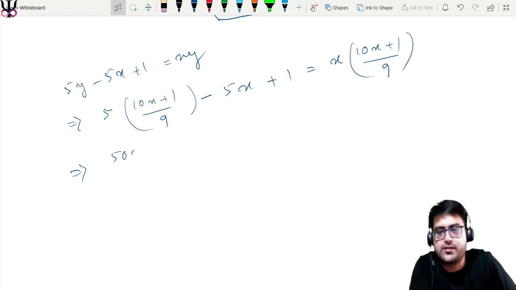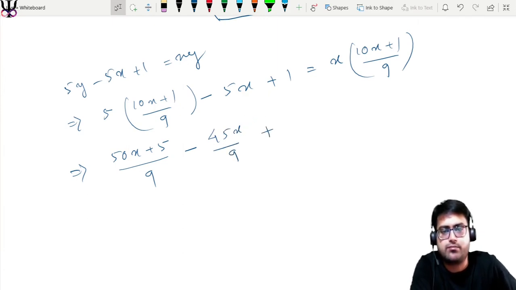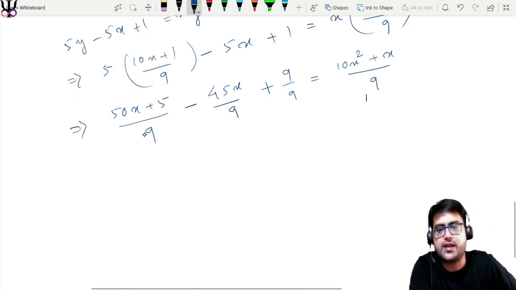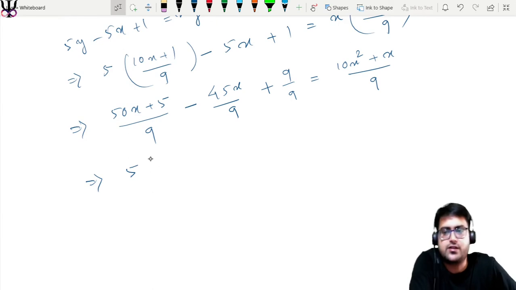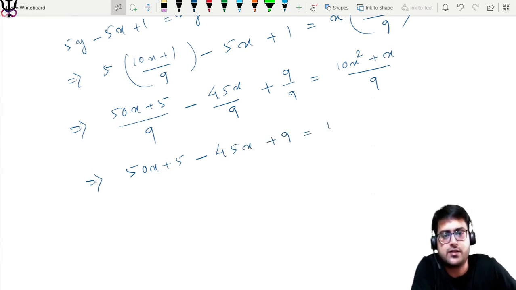It's going to be 50x plus 5 by 9 minus, I can write 5x as 45x by 9, plus, I can write it as 9 by 9, is 10x squared plus x by 9. So see, you can easily cancel the 9s in all the denominators, or just multiply 9 to both sides. So it's going to be 50x plus 5 minus 45x plus 9 is 10x squared plus x, correct?